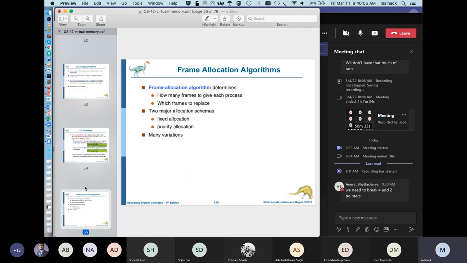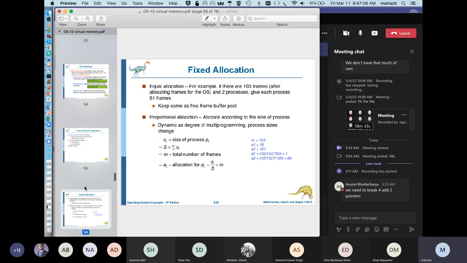Essentially, there are two major allocation schemes: fixed allocation and priority allocation, and there are many variations of them. What is fixed allocation? In fixed allocation, for each process you have a fixed function to give them an allocation, like how many frames they will get. The most obvious one is equal allocation. You have, say, 103 frames in this case and two processes, so give each process 51 frames. There is one frame left, so keep some as a free frame buffer.